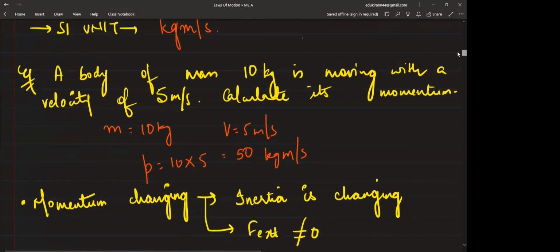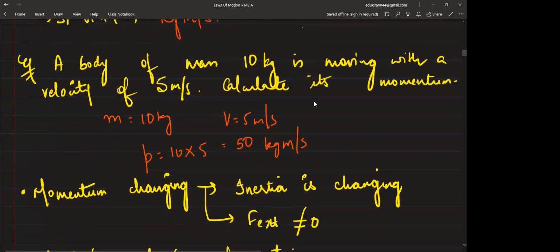And one more thing before we go to Newton's second law. Momentum keeps on changing. Why? Because inertia keeps on changing. See, if F external is non-zero, your momentum will change. And if the inertia is changing, your momentum will change. So this can come as a two-marker conceptual question: when can a momentum change? Two things you should know: when F external is non-zero, and when inertia is changing.